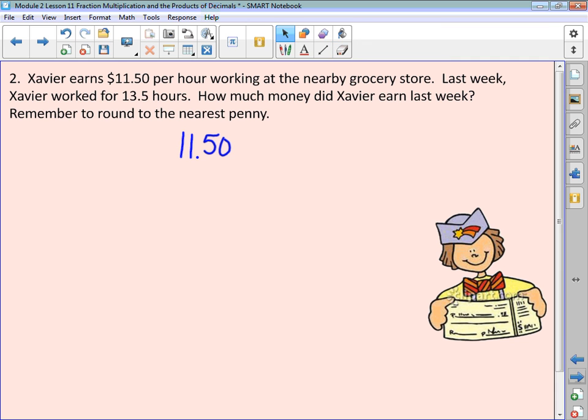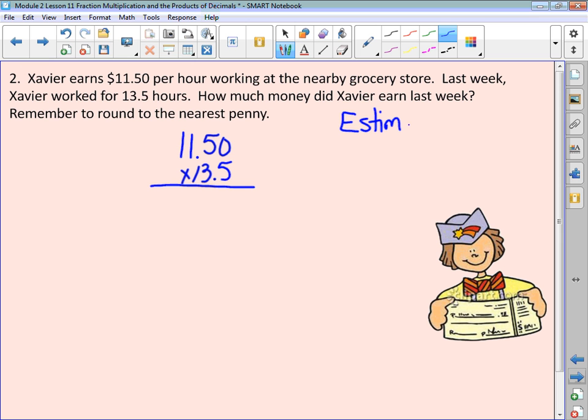Now, I have a question for you. When we're multiplying, do we have to line up our decimals? No. Our decimals do not have to be lined up. So what is 11.5 times 13.5? I'm going to come to my margin and estimate first so that I have a reasonable answer in my head. So I'm going to look at 11 times 13. It's probably easier to multiply like that.